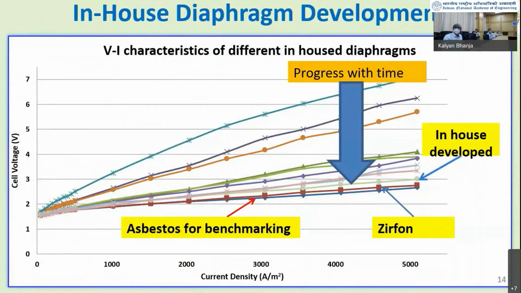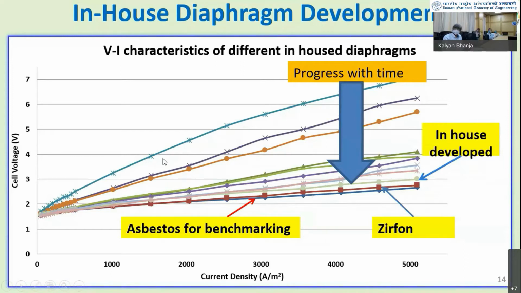Then next, after the electrode, is the diaphragm development. For the diaphragm also, the benchmarking bottom line is the asbestos diaphragm, which has the best performance, the lowest cell voltage for a particular current density or current. Now, when we tried to replace this with a commercial zircon, which is very close to the asbestos membrane, there is still a little bit inferior quality compared to the asbestos membrane.